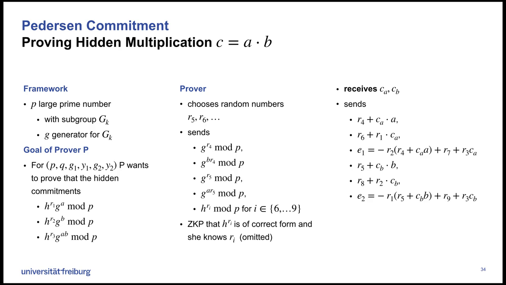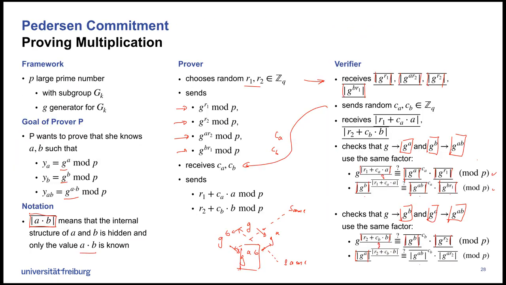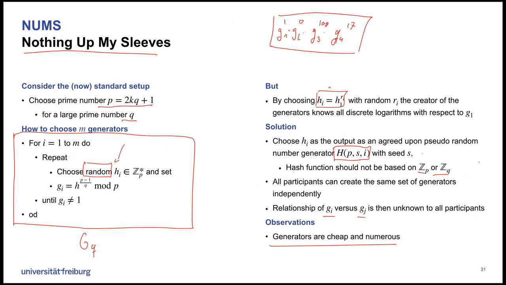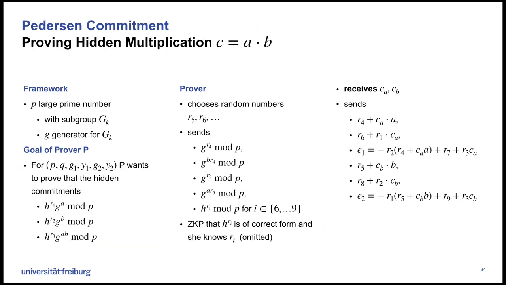So let's recall the multiplication. Multiplication was already not so trivial. So this was the multiplication before, and this is half of a multiplication after. Let's see what we recognize. We commit now to these hidden commitments, where we have g to the a, g to the b, and g to the ab, each with a factor of h to some random numbers. Now you need a bunch of random numbers. I just number them R5, R6, and I think I end up at 9. I'm not sure.